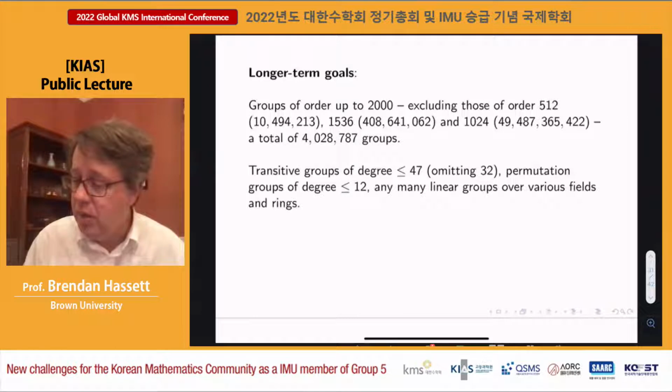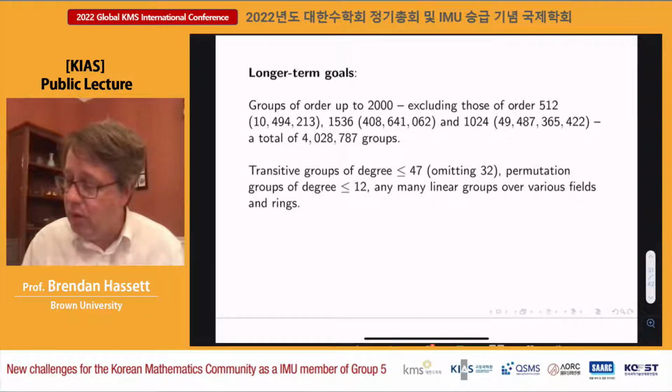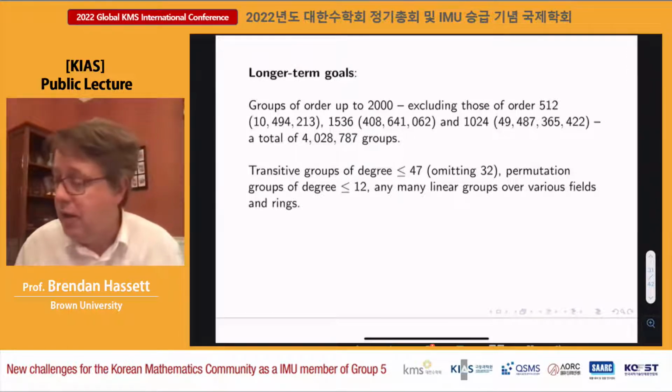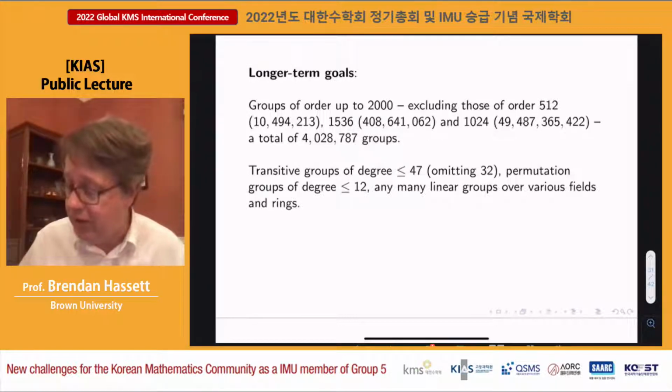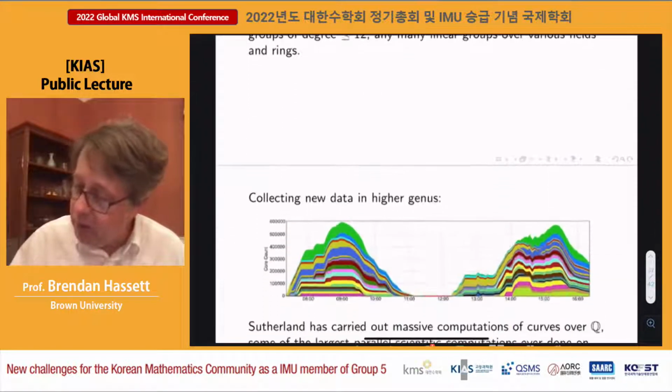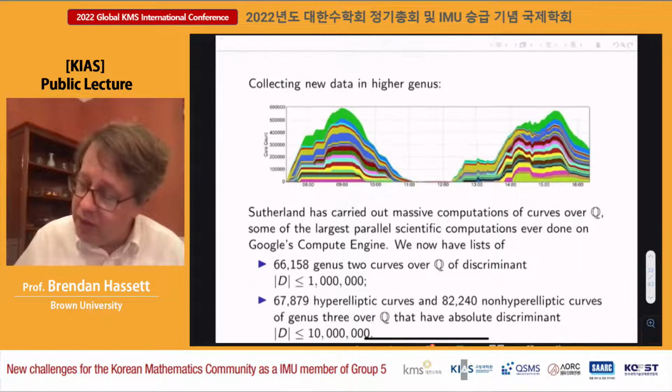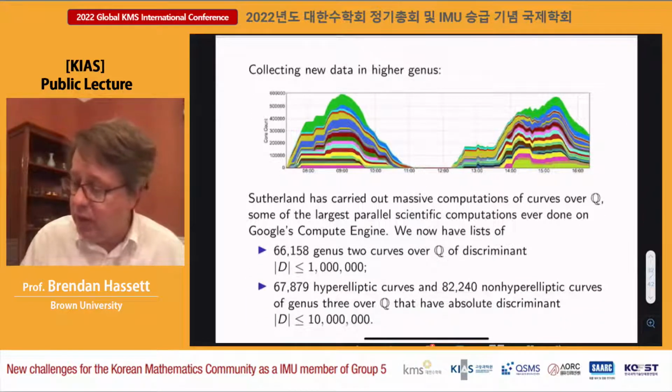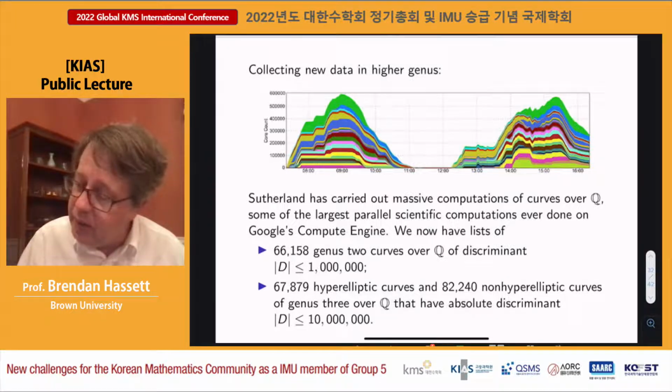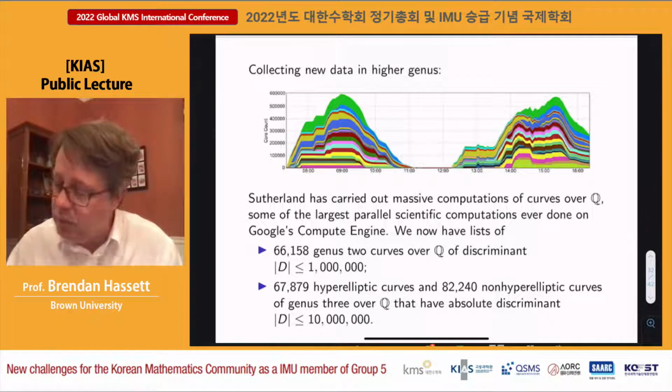There's some classes of groups, of order 1024, that are really out of reach. There's 49 billion groups of order 1024. It'd be hard even for us to classify them. And we're also constantly collecting new data for genus 2 curves. So this is basically the input for the Sato-Tate type distributions.